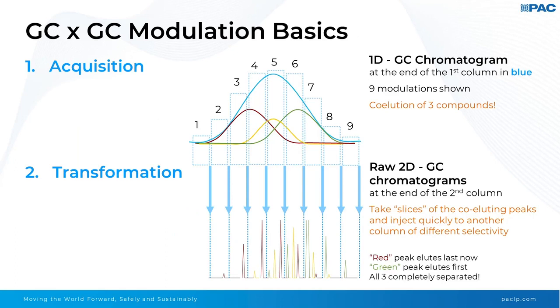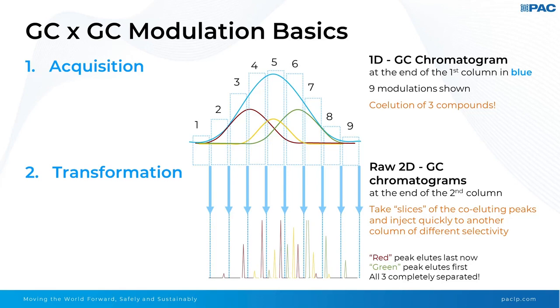The GC by GC modulation basics. These diagrams illustrate the basics of GC by GC modulation. In diagram 1, this is a broad peak produced on the first column that contains 3 co-eluting peaks, the red one, the yellow one, and the green one. So they are co-eluted as the big peak shown in blue.